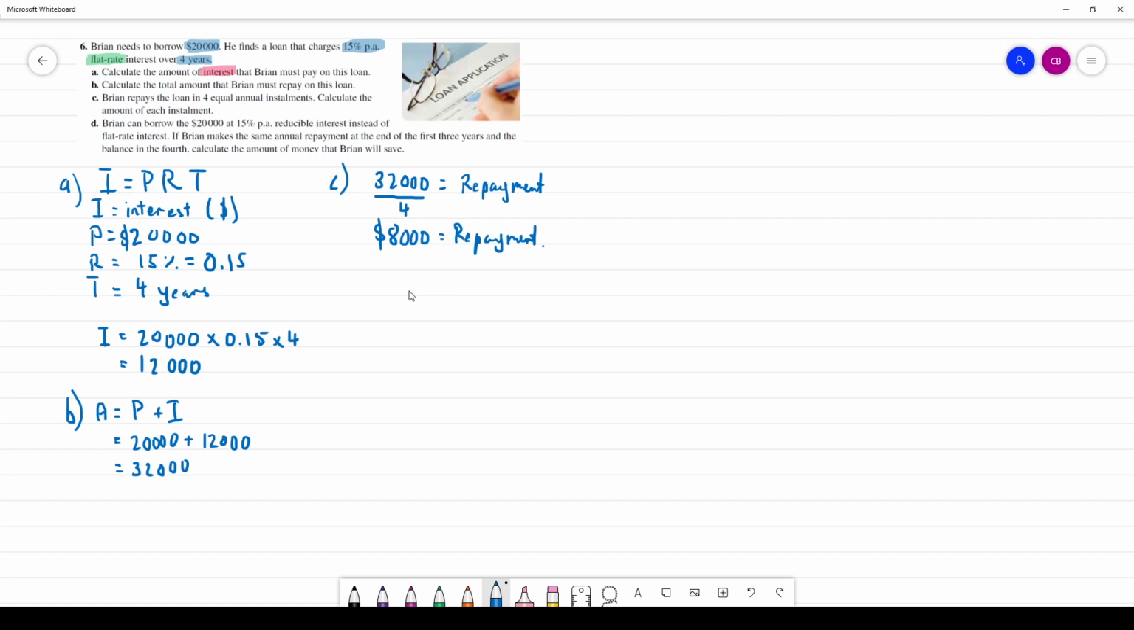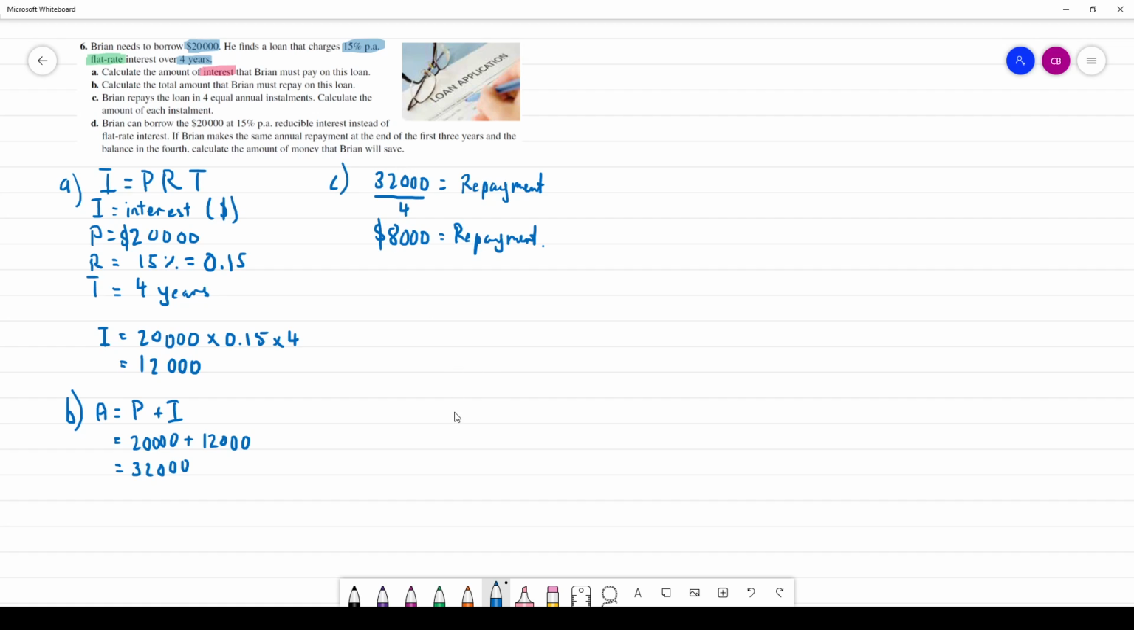Now for D. D is looking pretty big, but let's have a look. Brian can borrow the $20,000 at 15% reducible interest instead of flat rate interest. If Brian makes the same annual repayment, we've just worked that out, $8,000, at the end of the first 3 years, and the balance in the 4th, calculate the amount of money that Brian will save.